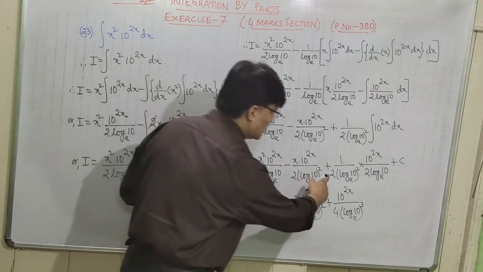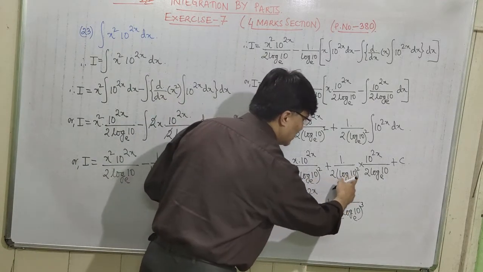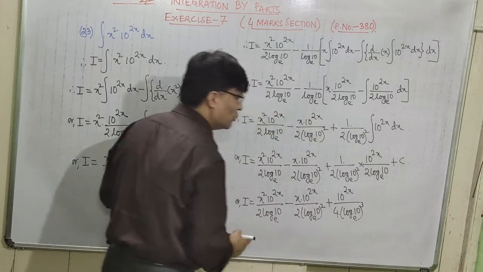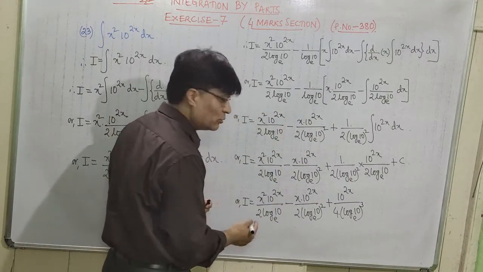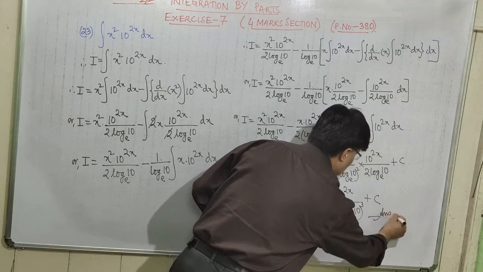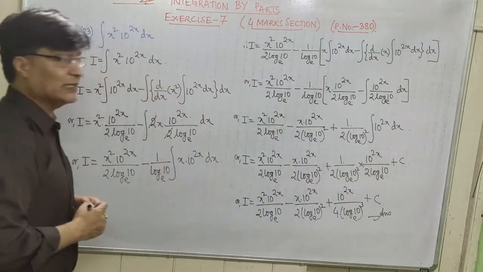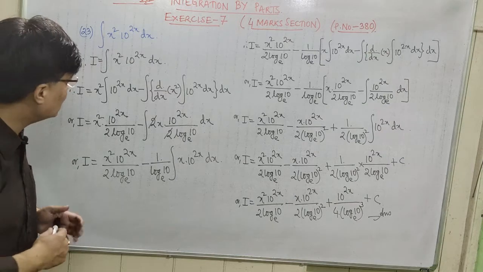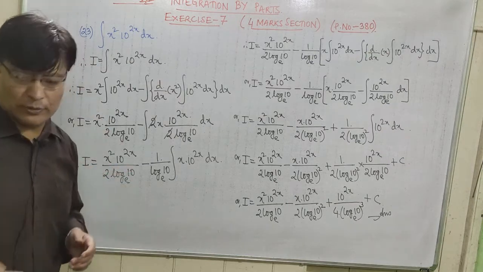Is that clear? This is 2 to the 4 and log 10 base e whole square into log 10 base e, that is log 10 base e whole cube, and in the numerator there is 10 to the power 2x. Then what do you write? Plus c. So this is the final answer. So I think you have understood it. So you can copy it. We'll do the next question.